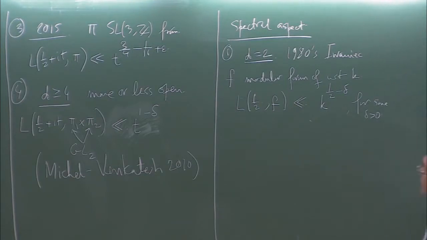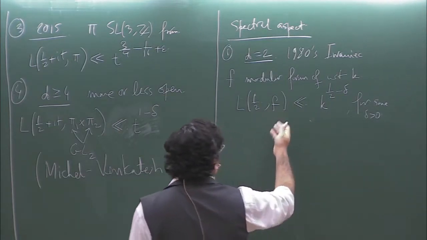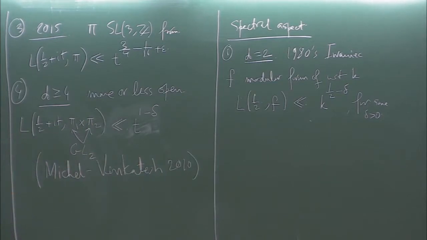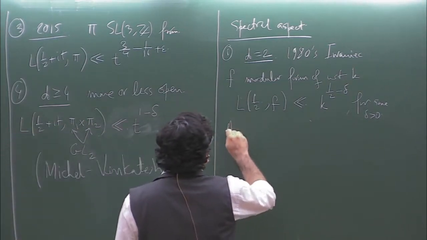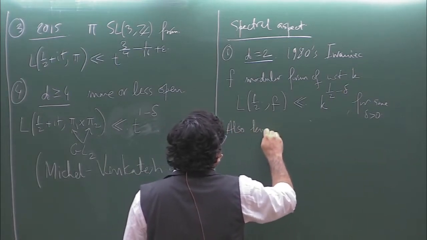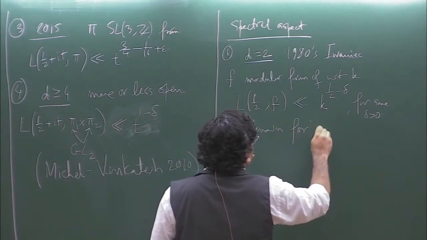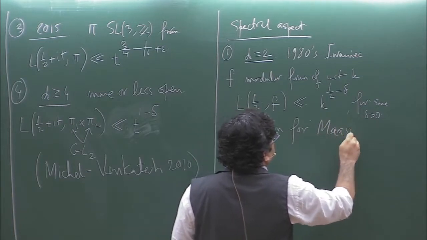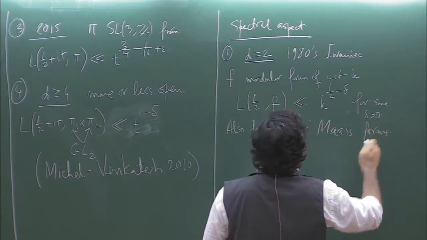Okay, so this is the spectral aspect, and you can work this out even for Maass forms, and in the spectral aspect it is also known now.